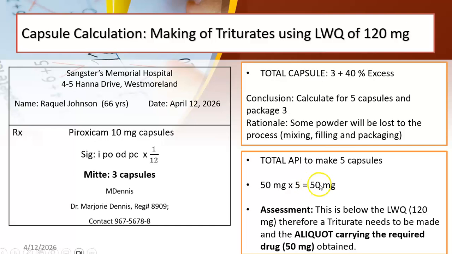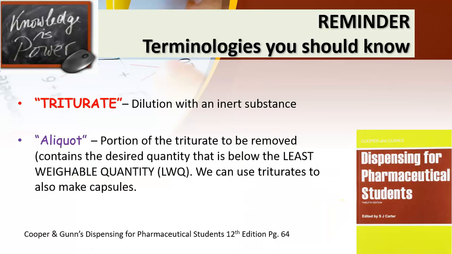So we need 50 milligrams. We have made a decision: 5 capsules will be calculated for, and we're going to package 3. So here we need 50 milligrams of drug, and it is below the least weighable. So guess what? We are going to make a triturate.